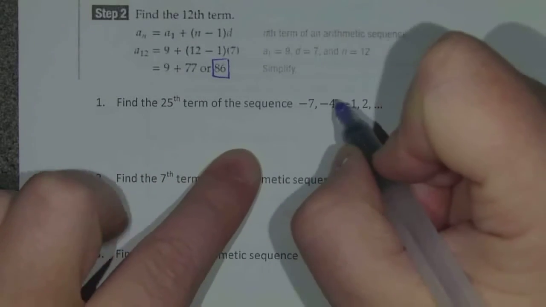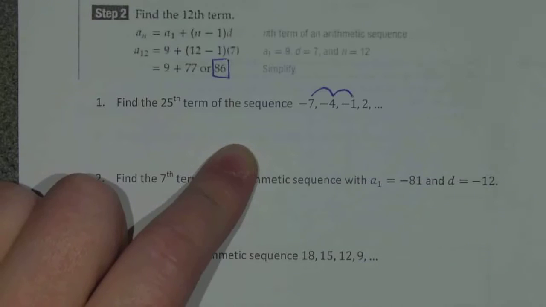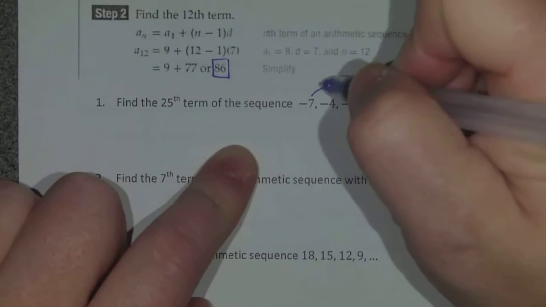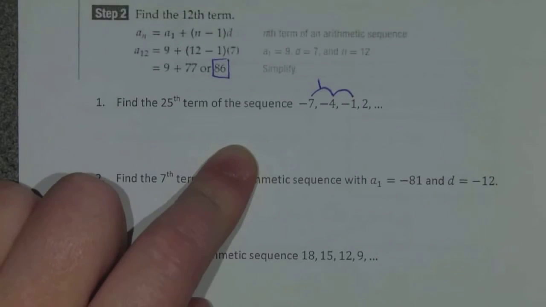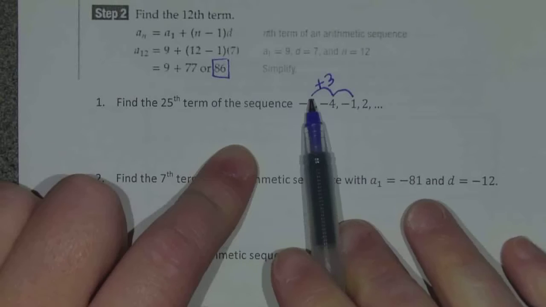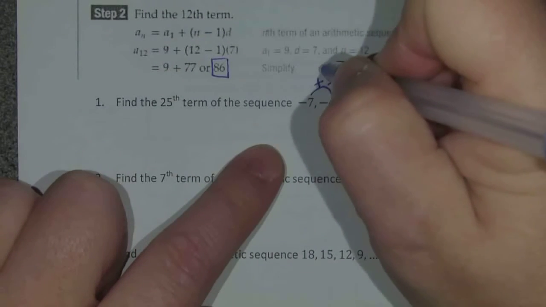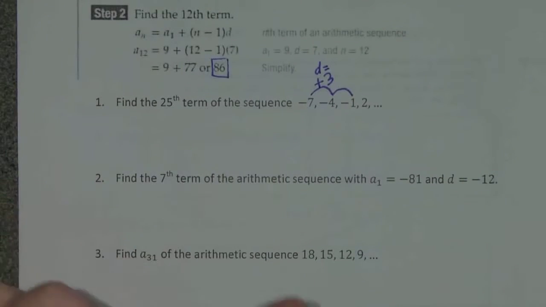So the very first thing that I need to do is find the common difference. How do I get from one number to the next? Is that minus 3 or add 3? It's add 3 because you're going from a smaller negative to a bigger negative.